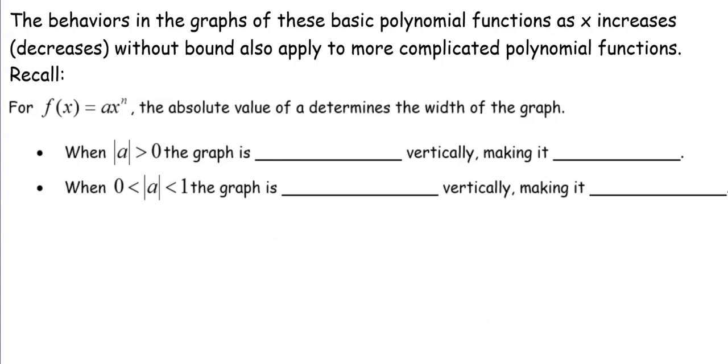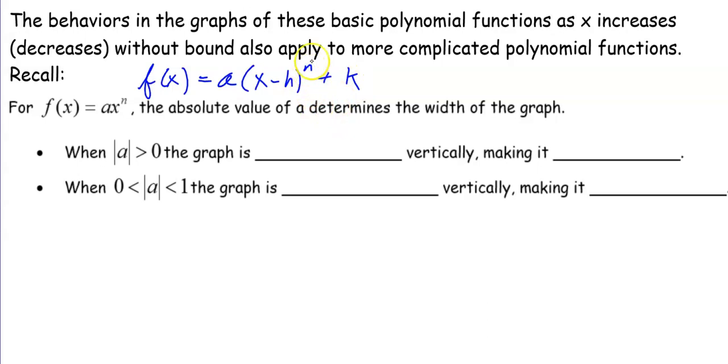All right, so now what we're going to talk about is what happens if we get away from the parent function. What if we take a times x raised to the n power and start messing with these values? Because remember, we can express any polynomial function as f of x equals a times (x minus h) raised to the n power plus k. So we're going to talk about what happens when we start messing with the values of a, h, and k.